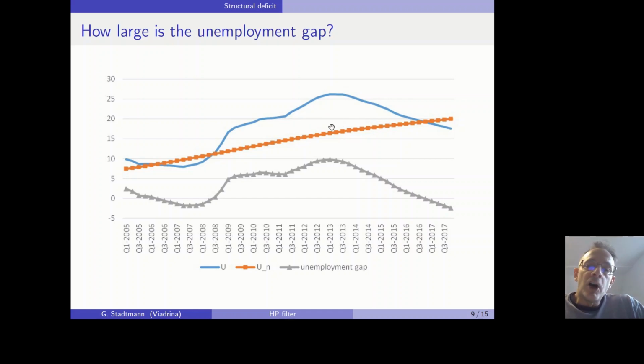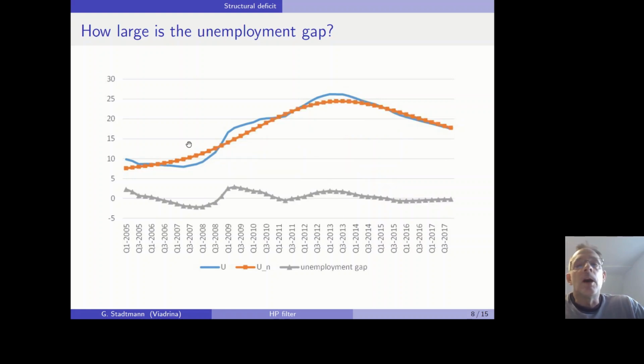When we use a very hot iron, then in the end, the natural rate of unemployment will be a straight line. In this case, the result will be that the unemployment gap is huge. But when we put our iron on just 30 degrees Celsius, then we will not put too much heat on the blue line, so that we still have some swings in the orange line. And in this case, the unemployment gap will only be minor.